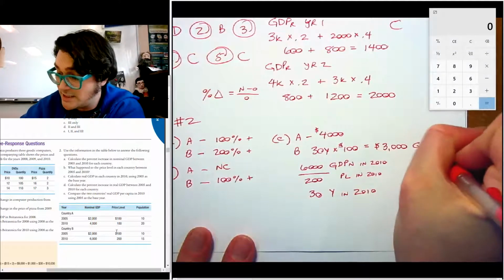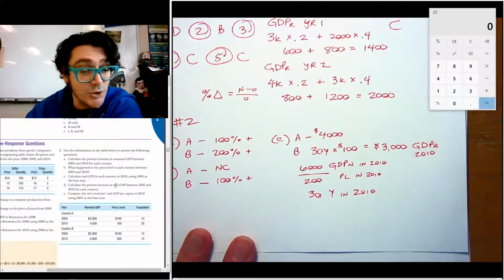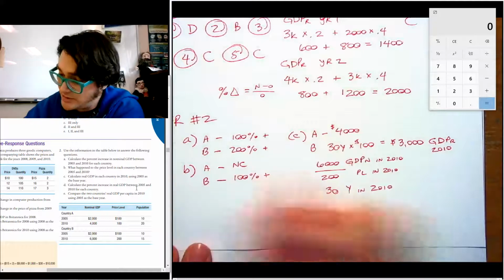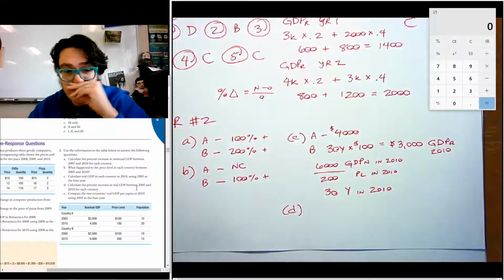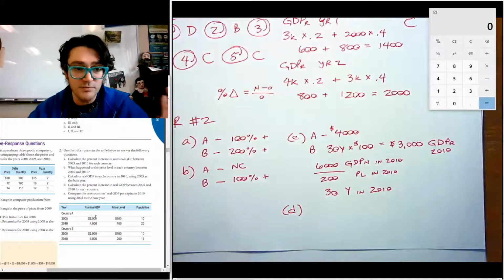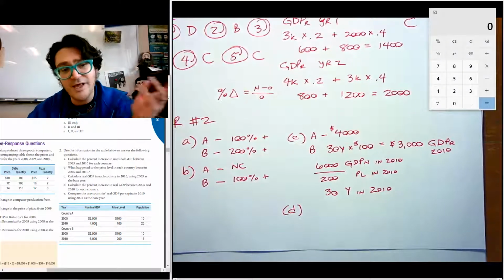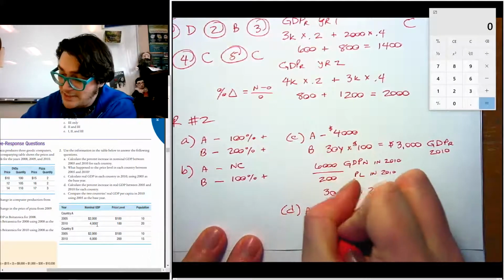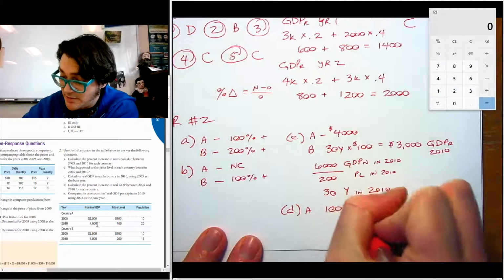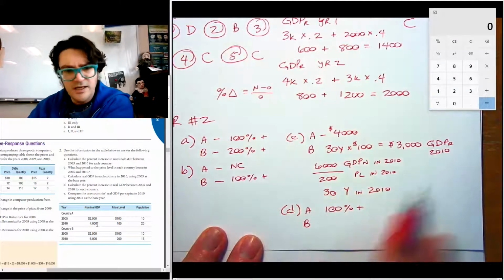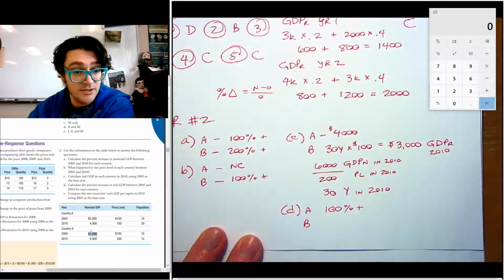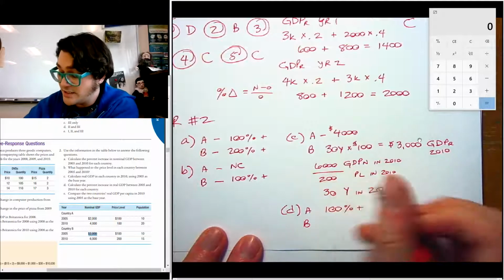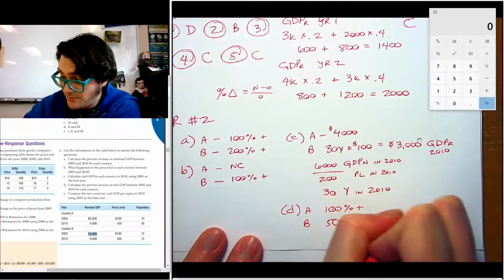Now it says calculate the percent increase in real GDP between 2005 and 2010 for each country. Well, for country A, the percent increase went from 2 to 4, but the nominals are the real, right? Remember, for country A, their price level didn't change, so we don't care. So for them, we'd say a 100% increase. For country B, it went from originally $2,000 to $3,000. So 2,000 to 3,000 is a 50% increase.